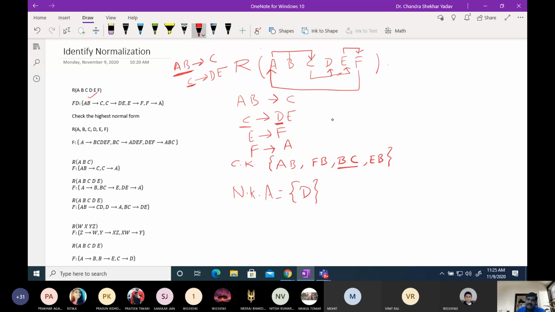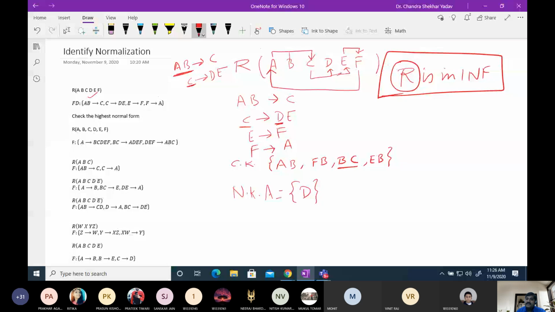Now by default R is in first normal form. The highest normal form is first normal form. Now you can decompose R up to first normal form. You can decompose R up to second normal form. You can decompose R up to third normal form. We can decompose R up to BCNF. Now solve this second question.